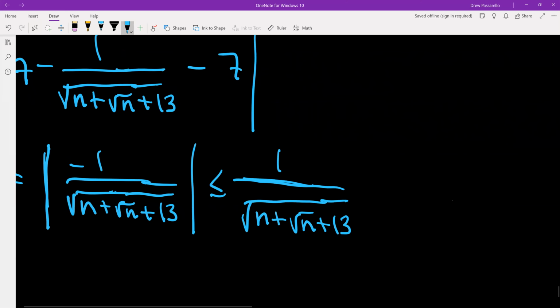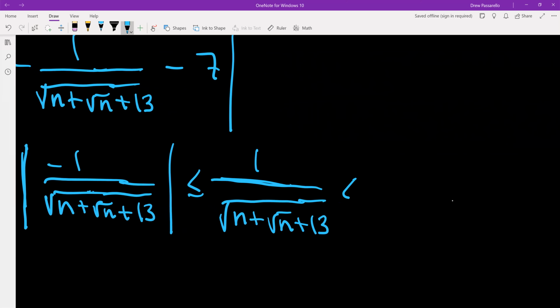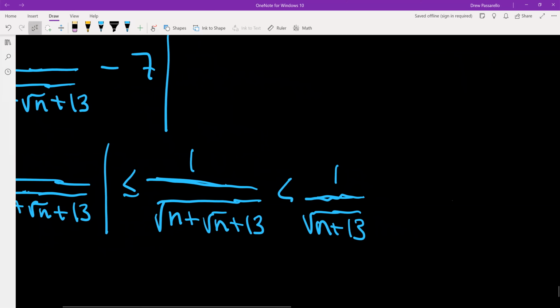And this itself is less than 1 over just the square root of n plus 13. And then, because that's a smaller number we're taking the square root of, you're dividing by a smaller number, which makes a bigger number. And then same logic, this will be less than 1 over the square root of little n. But then little n is bigger than capital N, so 1 over the square root of little n is going to be less than 1 over the square root of capital N.